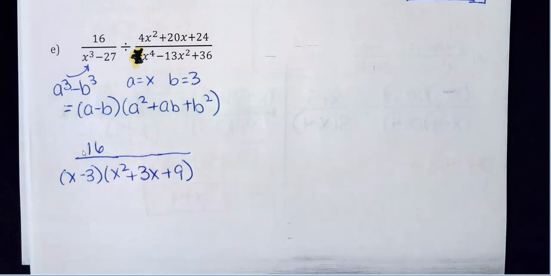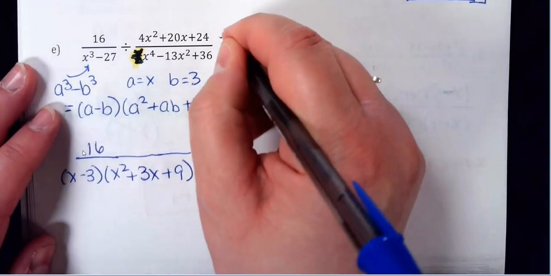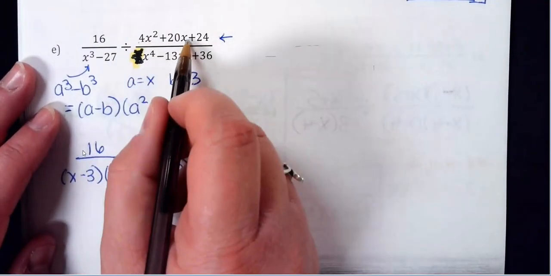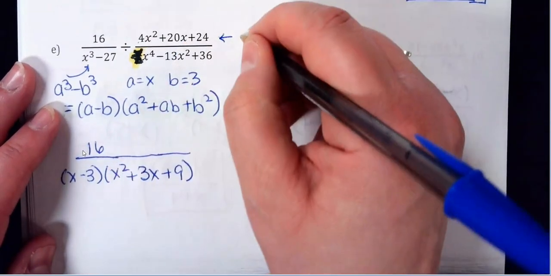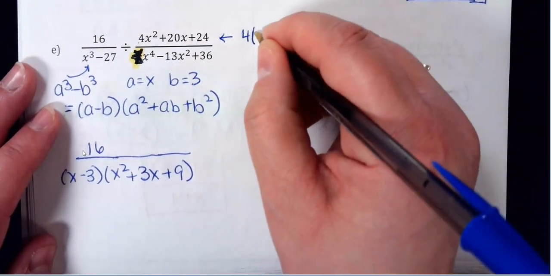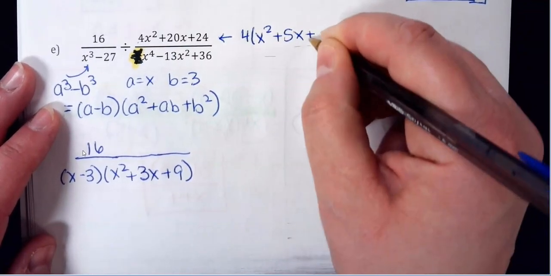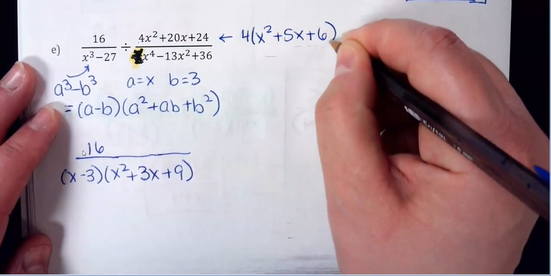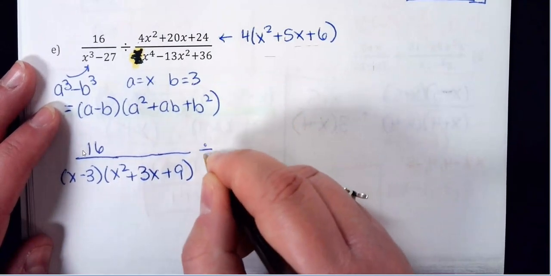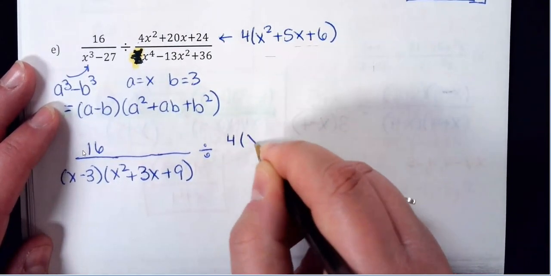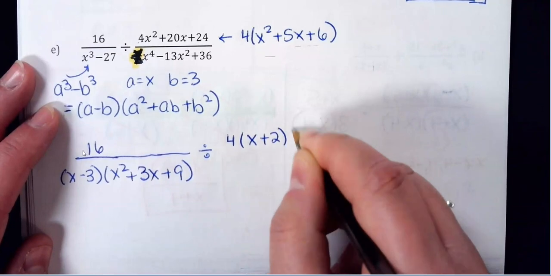Now, on the second fraction, do you guys notice all those numbers are divisible by 4? So I'm going to take a 4 out. Just a 4, no x or anything. This would be x squared plus 5x plus 6. So let's see, multiply to get 6, add to get 5. I'm going to do 2 and 3.